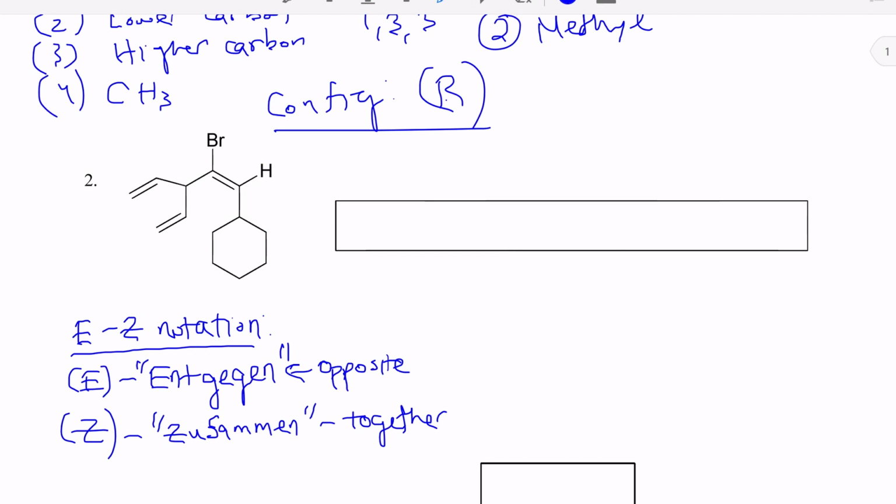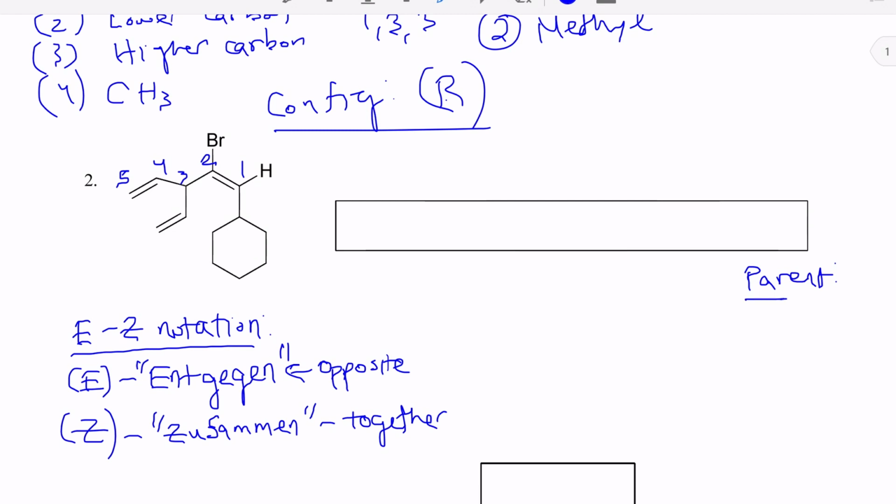But as we had seen in the previous part of the class, even in terms of nomenclature, we want to make sure that our numbering is as low as possible. So it's better to start from the right end of the parent chain. So let me note down what our parent chain is.